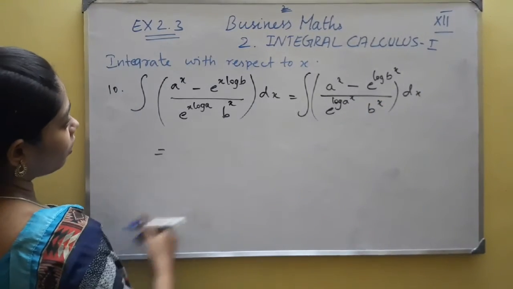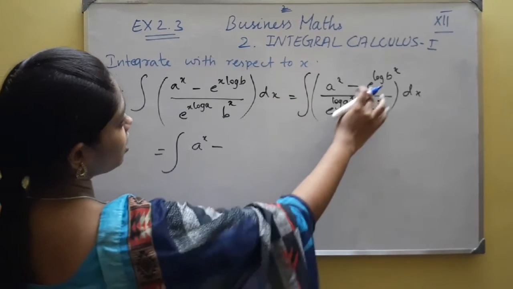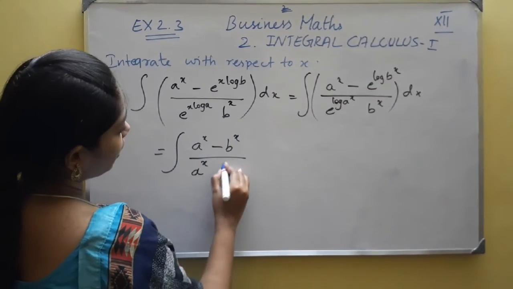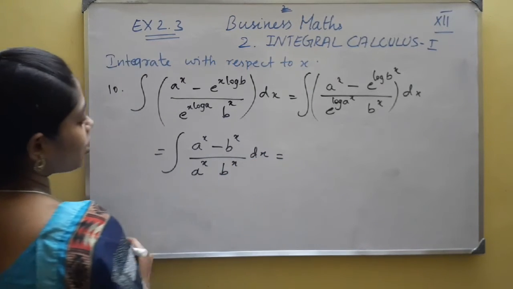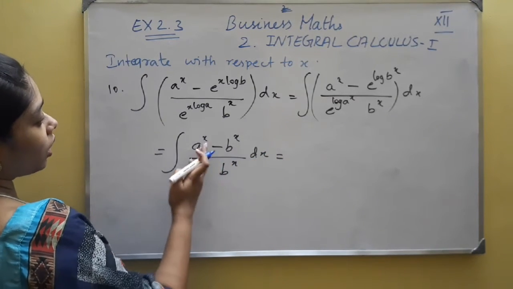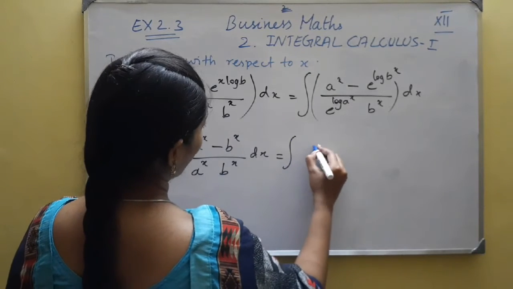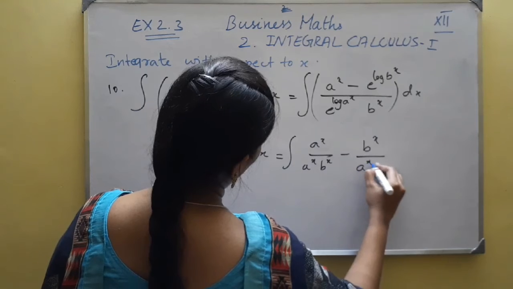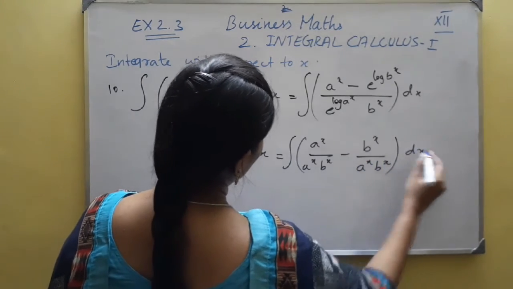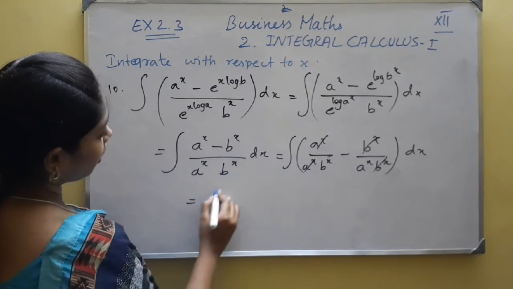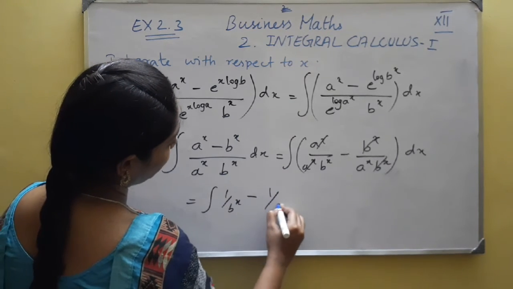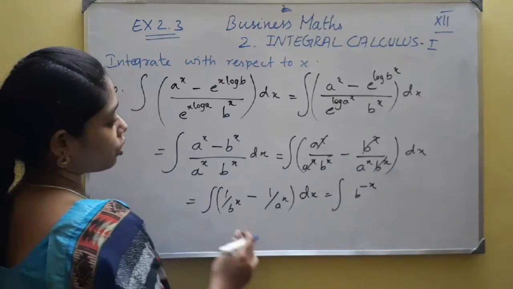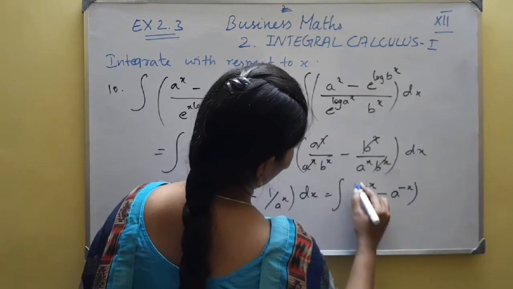Now this can be written as (a^x − b^x) divided by a^x into b^x dx. I am going to take this denominator portion for each term in the numerator, that is a^x by a^x into b^x minus b^x by a^x into b^x into dx. So I can cancel one term, then I will get 1 by b^x minus 1 by a^x into dx.